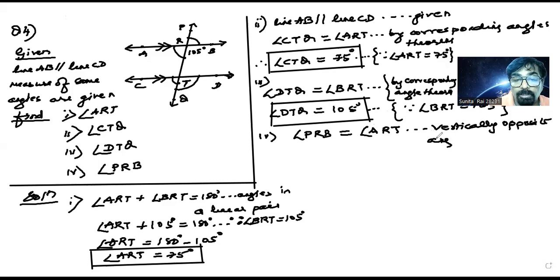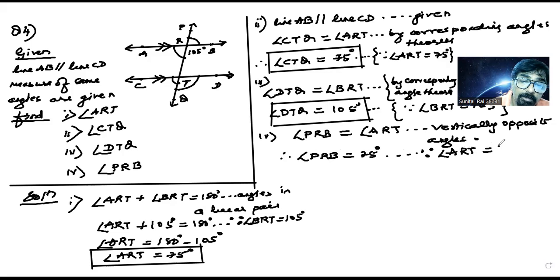Now look at this angle PRB, children. Angle ART is how much? You can see we have got 75 degrees. Therefore, angle PRB equals 75 degrees. You can write the reason: since angle ART equals 75 degrees. I hope everybody has understood me here. Very simple, very easy. All these sums can fetch you 2 marks or 3 marks. Now we go to the next sum, children.